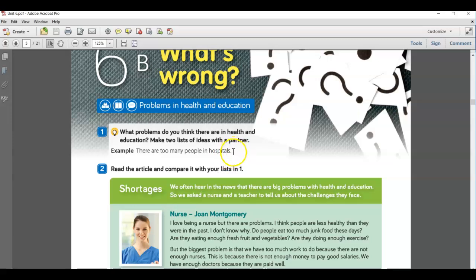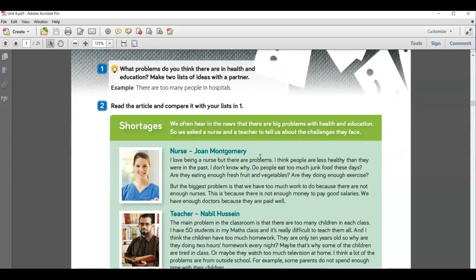In education, try to tell me what problems do we have. Write them down. Now, the reading passage. Read the article and compare it with your list. Let's see. Shortages. Shortages is the plural of the word shortage. Shortage means lack of something. There is not enough of something. We often hear in the news that there are big problems with health and education. So we ask a nurse and a teacher to tell us about the challenges they face.